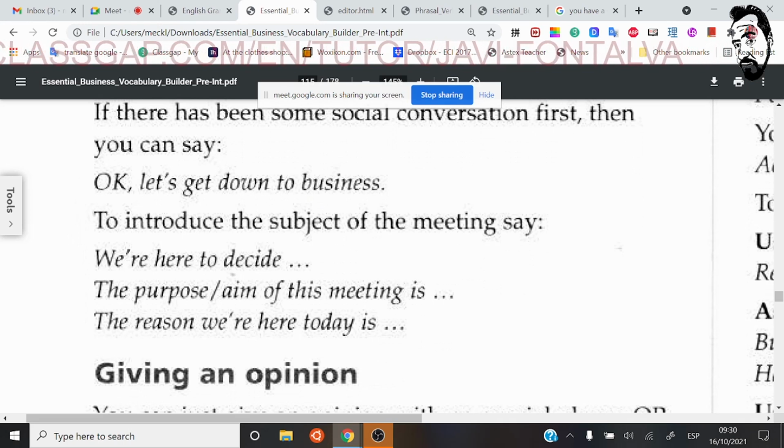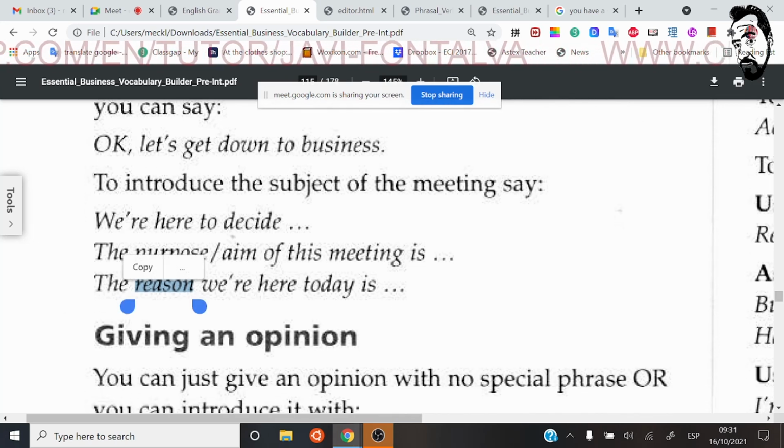Okay. So, sometimes you want to talk about the subject. ¿Por qué están en el meeting, no? So, we're here to decide, blah, blah, blah. Or the purpose of this meeting is, el propósito, ¿no? O el objetivo. The aim of this meeting is, or the reason we're here today is, el motivo por qué estamos aquí es. Okay, easy.